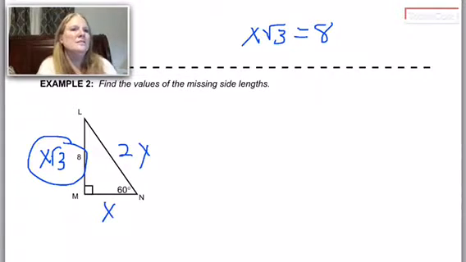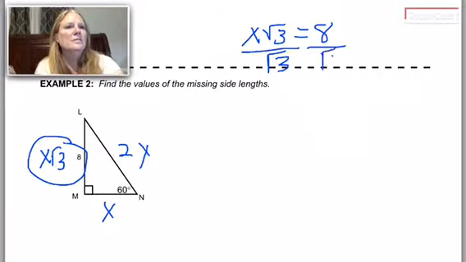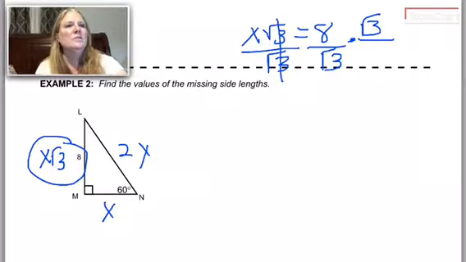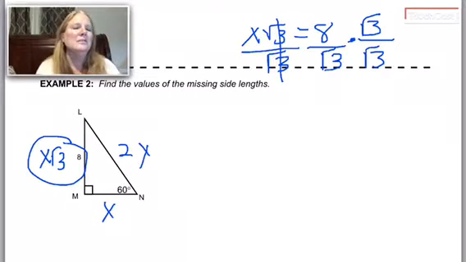So to solve for x, divide both sides by the square root of 3, and x is equal to 8 divided by the square root of 3. Now we have to rationalize the denominator because we cannot leave the radical there. So we're going to multiply by the square root of 3 over the square root of 3, because that's equal to 1, so we're not changing our answer, but we'll get rid of the radical in the bottom.